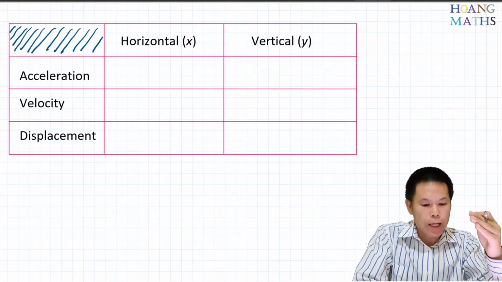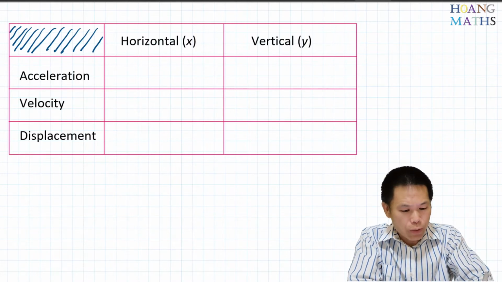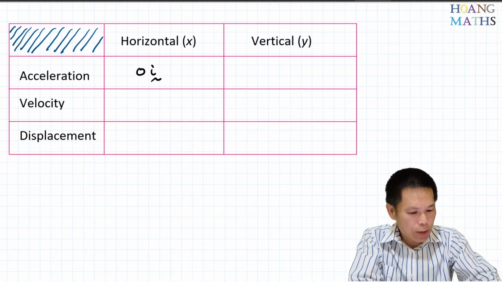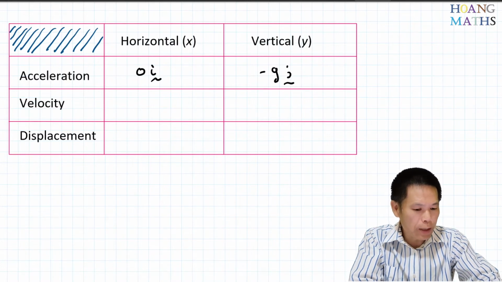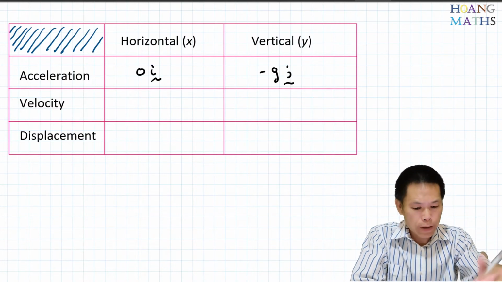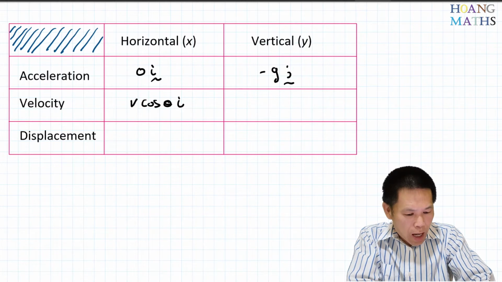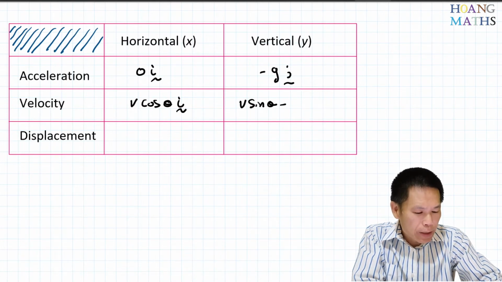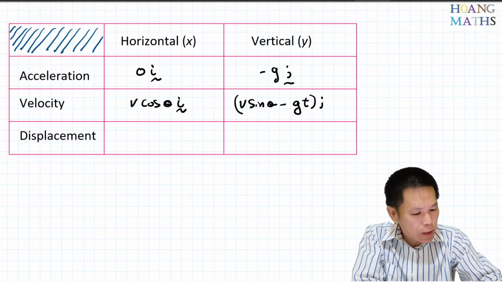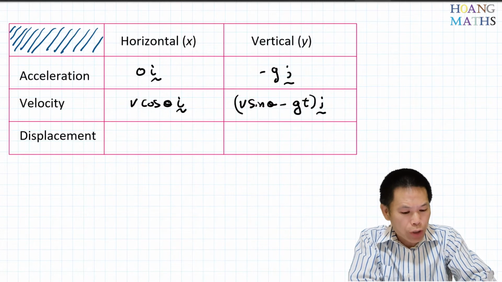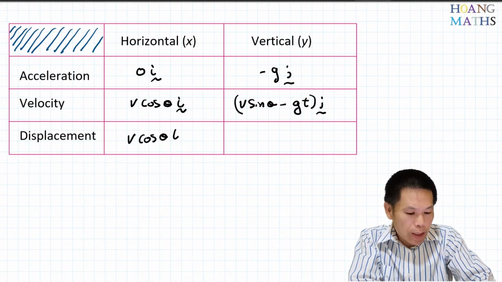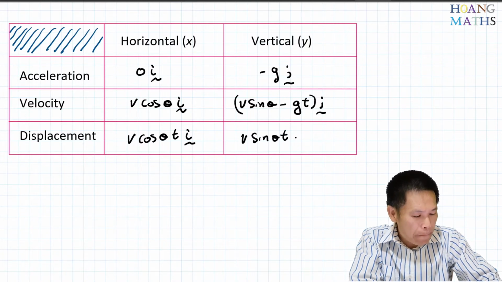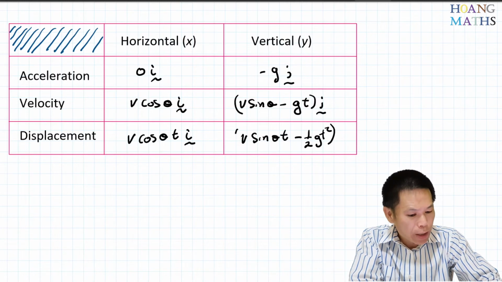So now we know that the horizontal acceleration is 0, so we write 0 i. And then the vertical acceleration is negative g, so negative g j. For the horizontal velocity, it is v cos θ i. For the vertical velocity, we have v sin θ minus gt, and of course, j. For the displacement, the horizontal component is v cos θ t i, and for the vertical component, we have v sin θ t minus a half g t squared j.